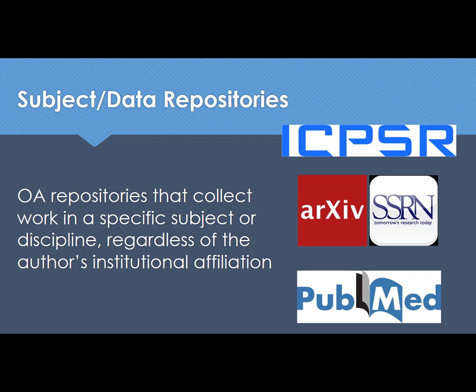IRs are similar to, but separate from, another class of repository that collects materials of a specific type, such as research data or work in a specific subject or discipline, regardless of the author or researcher's institutional affiliation. Prominent examples include the Inter-University Consortium for Political and Social Research and the Social Science Research Network, which both archive and make available research in the social sciences, arXiv.org, a repository of electronic preprints in the sciences, and PubMed Central, a database of free literature in the sciences and biomedicine.